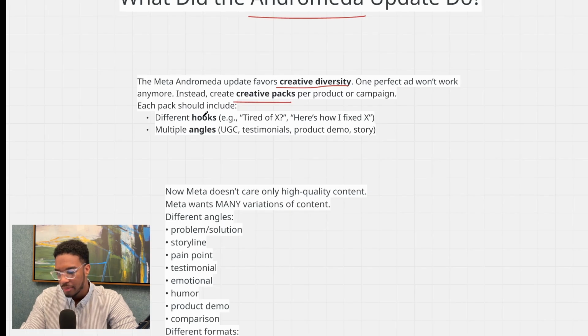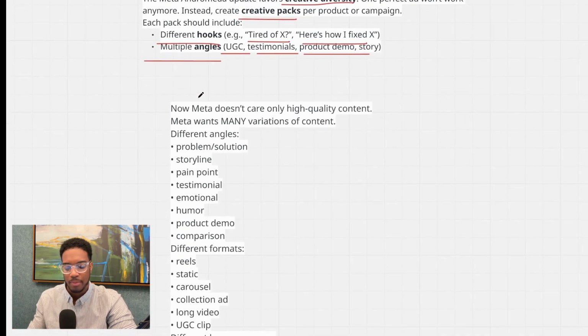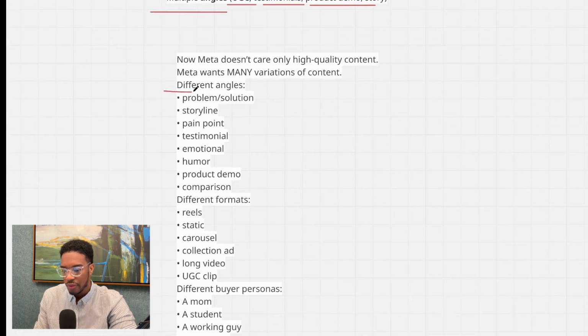And within these creative packs, there should be different hooks and multiple different angles like UGC, testimonials, product demos, and hooks like, "Are you tired of a leaky roof?" or "Here's how to fix your leaky roof." And to give examples of what these creative packs look like, you could test multiple different angles like problem solution, storyline, pain point, testimonials, emotional humor, all around the same topic.